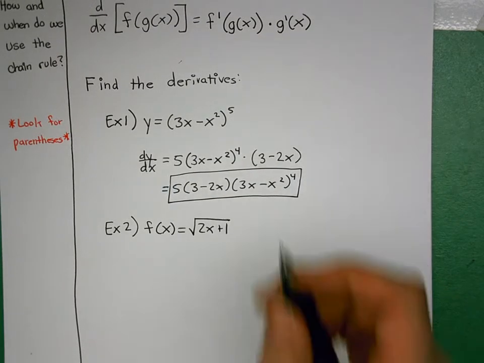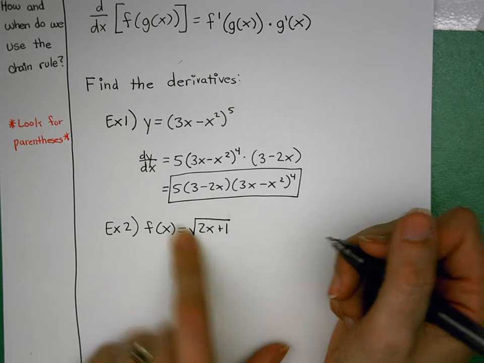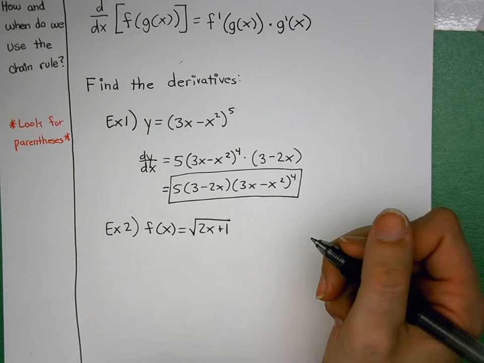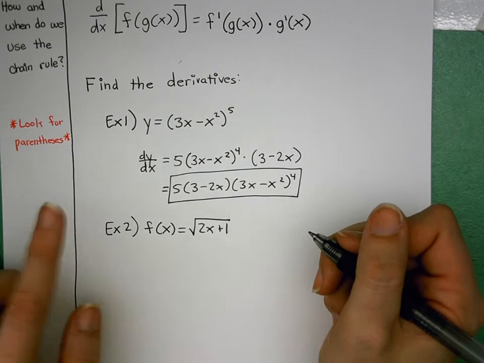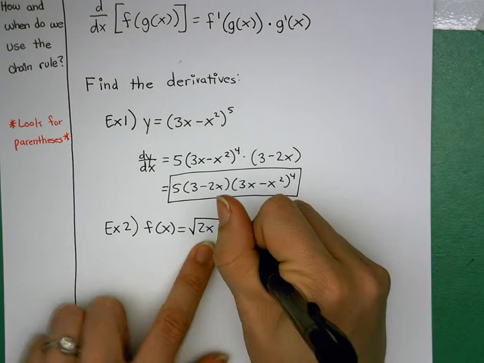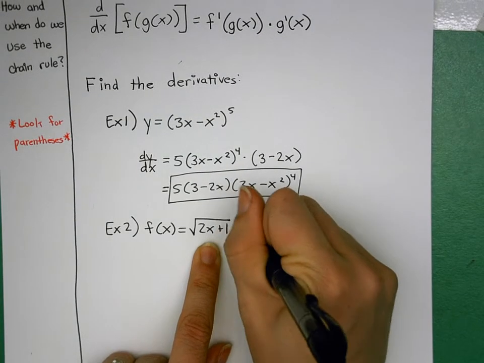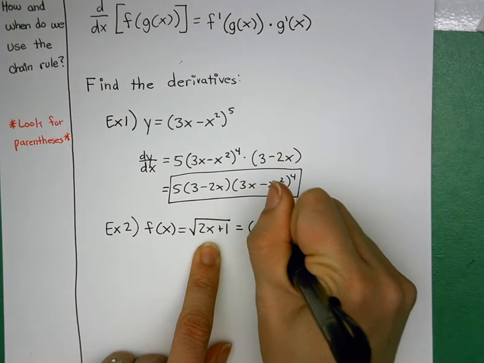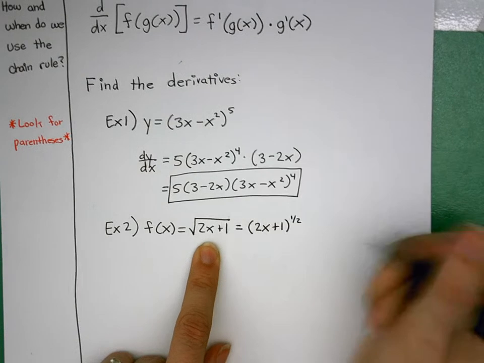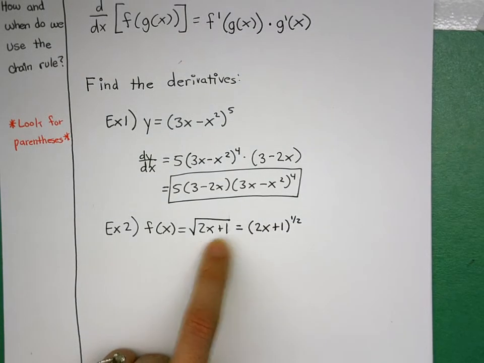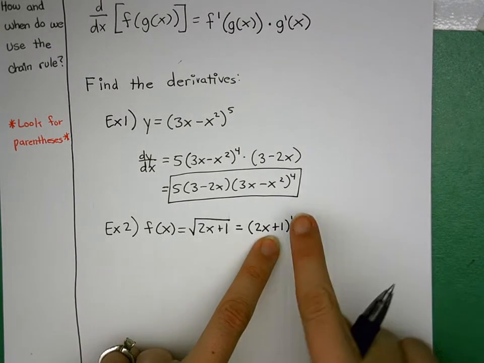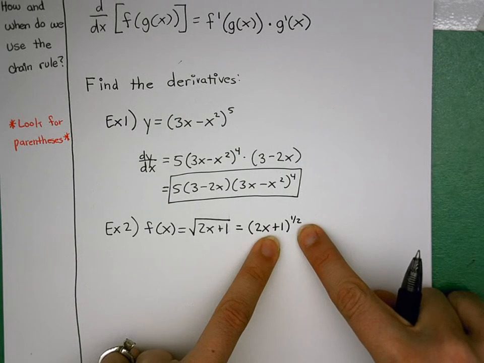Okay, so this one is also chain rule. This is one of those instances where we don't have the parentheses specifically written, but they are there, right? Because if I were to rewrite this function, we have 2x plus 1 to the 1/2, and there are my parentheses. We see a function 2x plus 1 inside of another function, the 1/2.